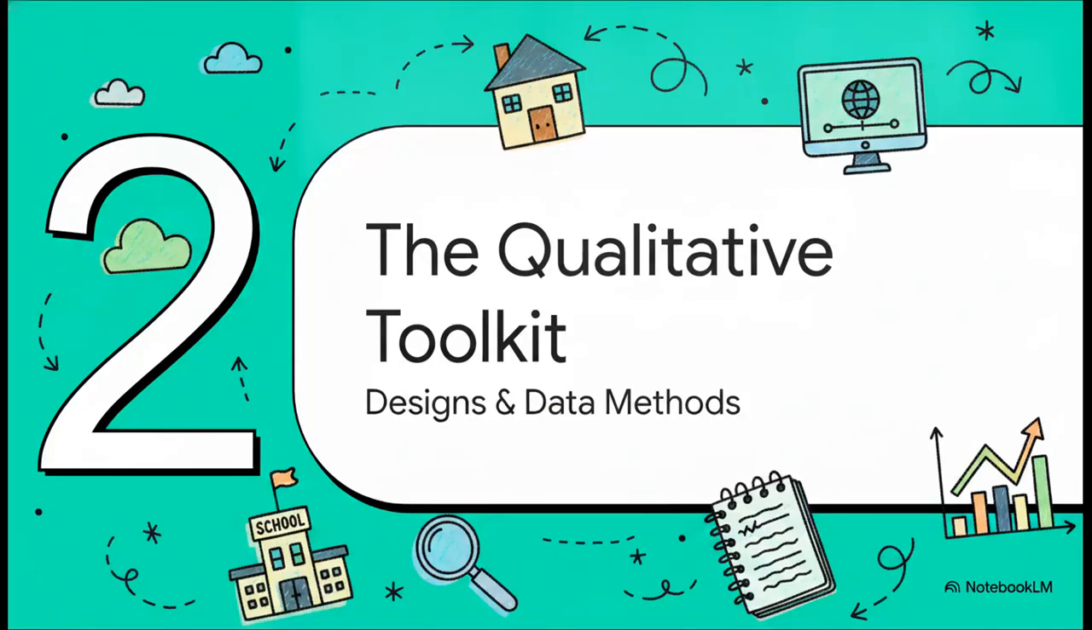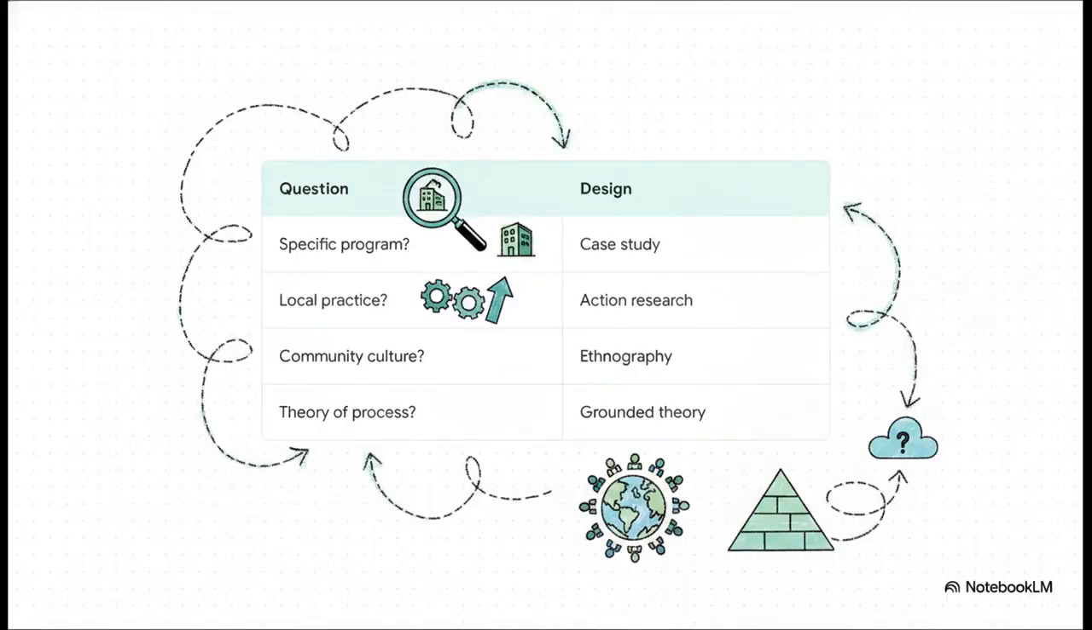Moving on to part two, the qualitative toolkit, choosing the right design and data methods. Once we understand that our goal is exploring these multiple realities in natural settings, we need the right tools for the job. And this illustrates how you actually pick those tools. A lot of times, students think they can just pick their favorite research design, but it doesn't work like that. Your design is dictated exactly by the shape of your specific research puzzle.